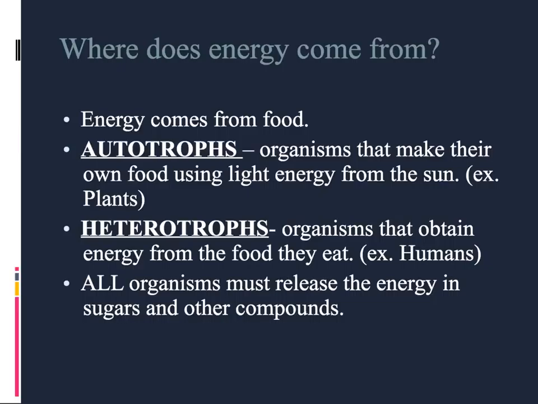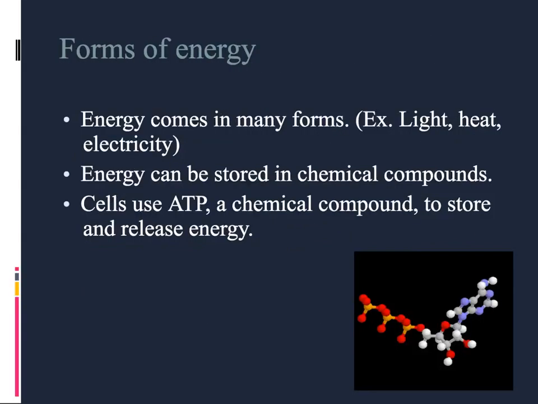Now, what we do with that energy from the food that we eat is basically the same. All organisms have to release the energy in sugars and other compounds, like proteins, carbohydrates, lipids. Now, since we have to release energy, the energy that we release can come in many forms. We can emit light energy, heat energy, electricity. Not us, obviously, for electricity, but other organisms, yes. We can also store extra energy in chemical compounds.